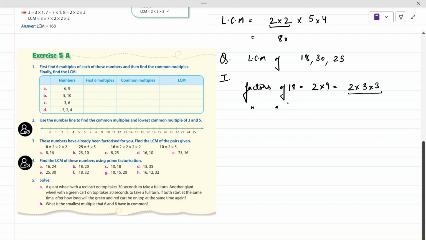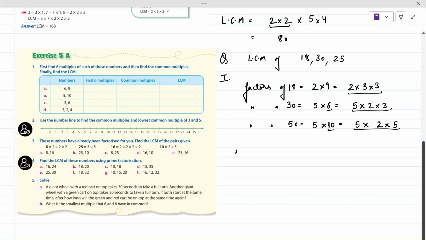Next, we have to find the factors of 30. We know 30 is 5 multiplied by 6. 5 is a prime factor, right? But 6 is not. So we can drill down 6 as 2 into 3, right? And the last one, we have factors of 50. That is 5 multiplied with 10, we get 50. 5 is as is because it's a prime factor, and 10 can be further decomposed into 2 into 5. So these are the factors of all the three numbers.